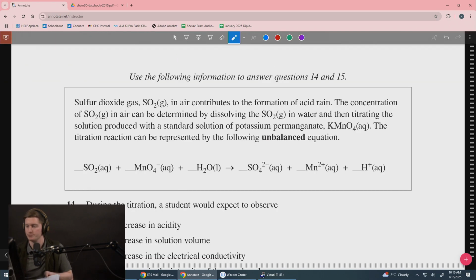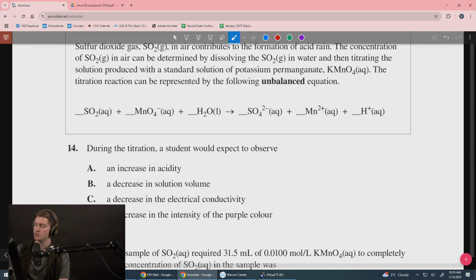Next question. Use the following information to answer questions 14 and 15. Sulfur dioxide gas in air contributes to the formation of acid rain. The concentration of sulfur dioxide gas in the air can be determined by dissolving that in water and then titrating the solution produced with a standard solution of potassium permanganate, KMnO4 aqueous. The titration reaction can be represented by the following unbalanced equation. During the titration, a student would expect to observe what?